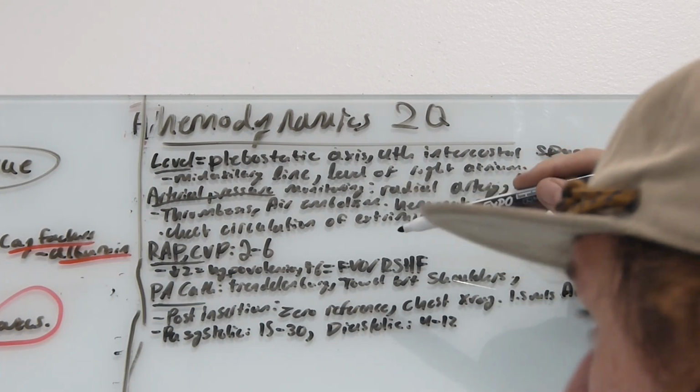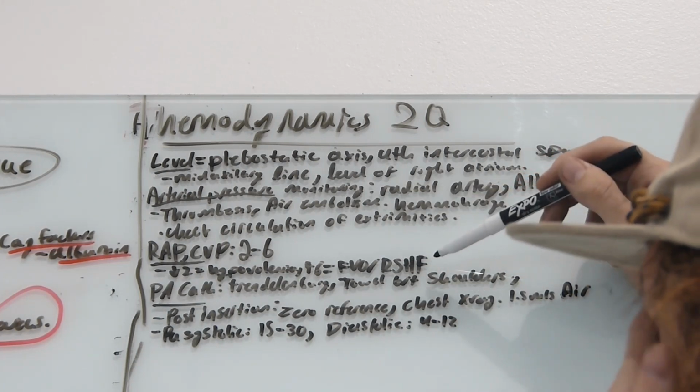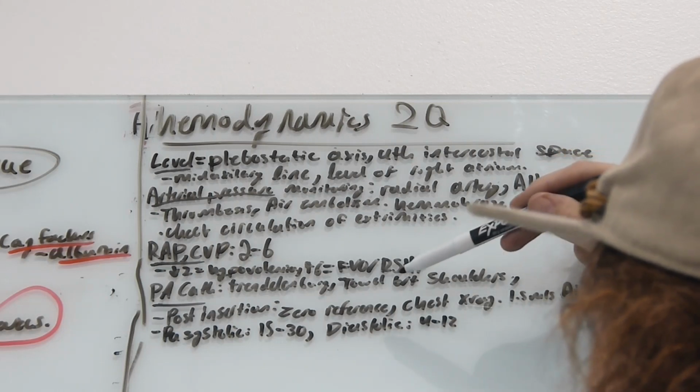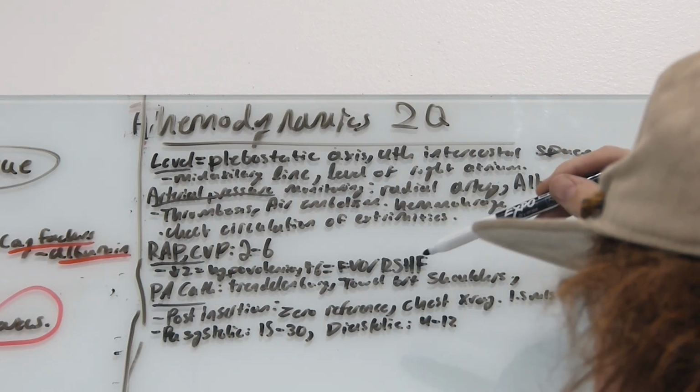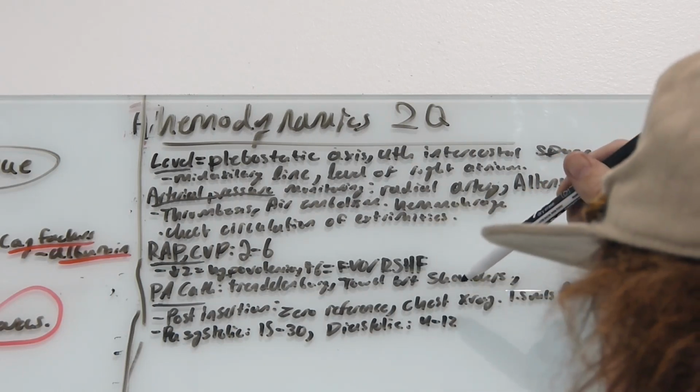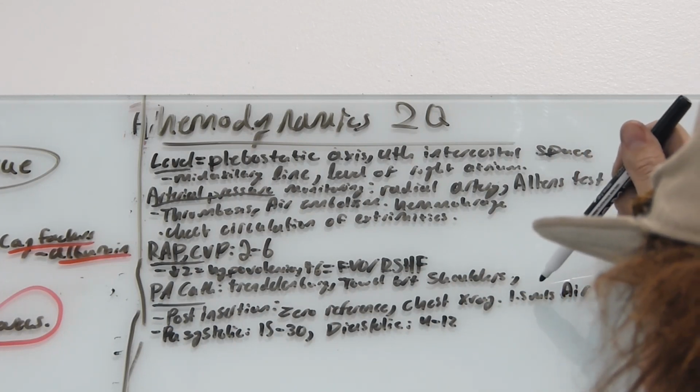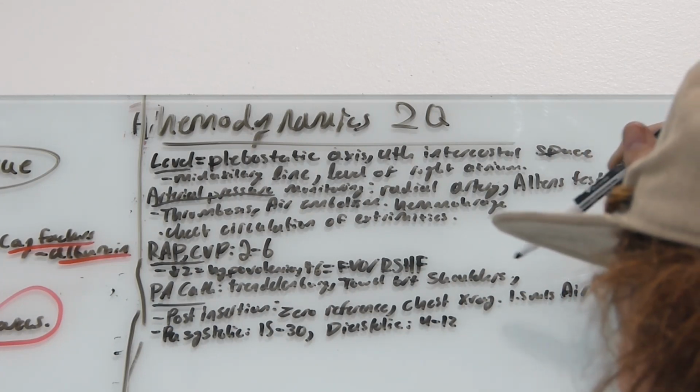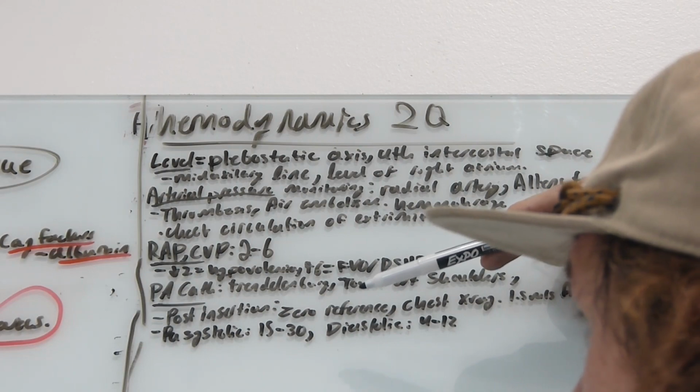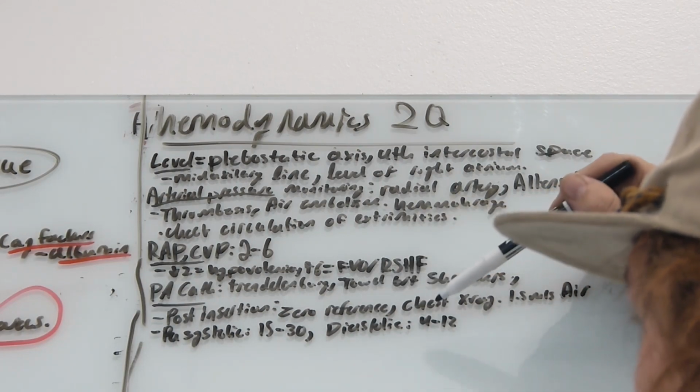PA cath, we need to make sure they're in the Trendelenburg position, and a towel under the shoulder blades. Post-insertion, we need to make sure that zero reference is good. We need to do a chest x-ray to make sure it's good. It's going to be 1.5 milliliters of air going into this PA cath. PA systolic should be 15 to 30, and diastolic should be 4 to 12.